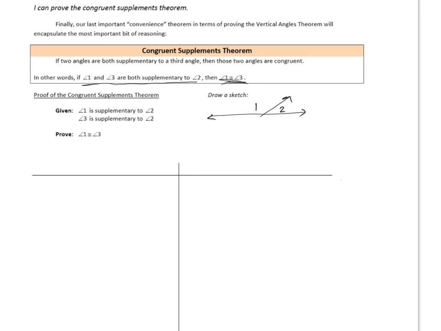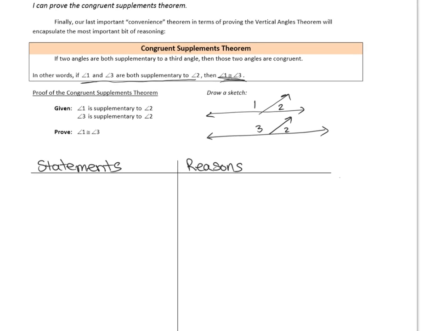And then we learn that 3 is also supplementary to 2. So I'm going to draw that as well. Okay, here's my angle 2. Well, now 3 is supplementary to 2. And I want to prove that angle 1 is congruent to angle 3. That's my goal. So this side we always write my statements. And this side I write reasons. And we're ready to begin.